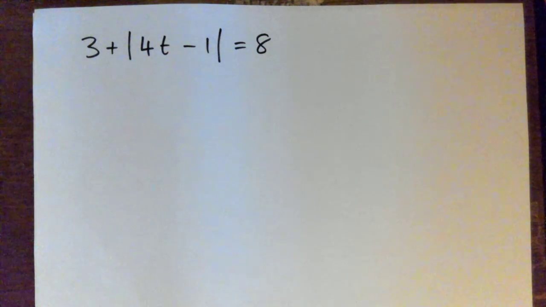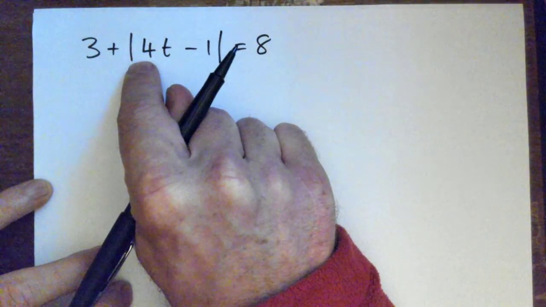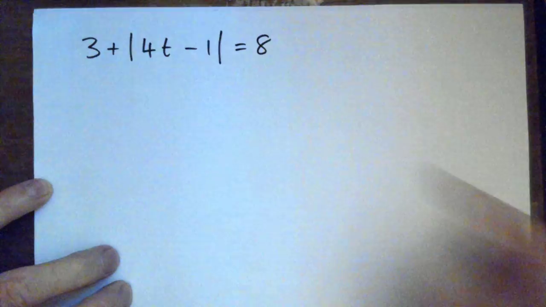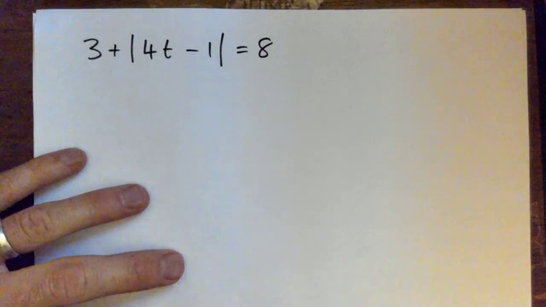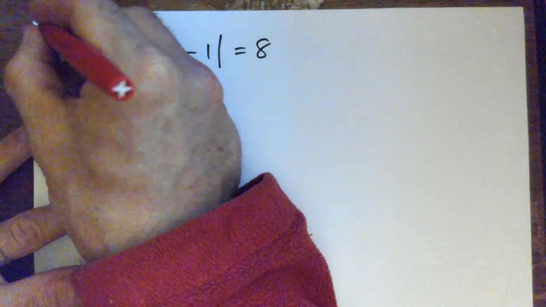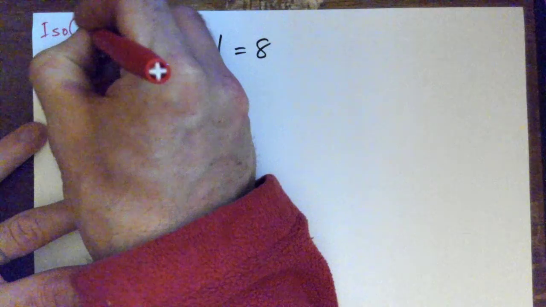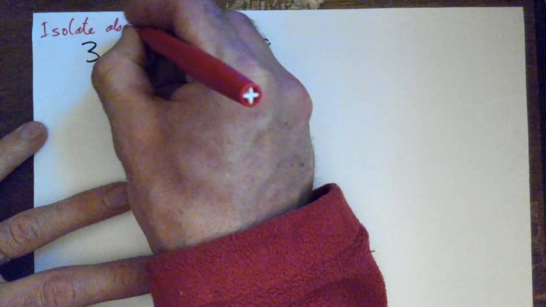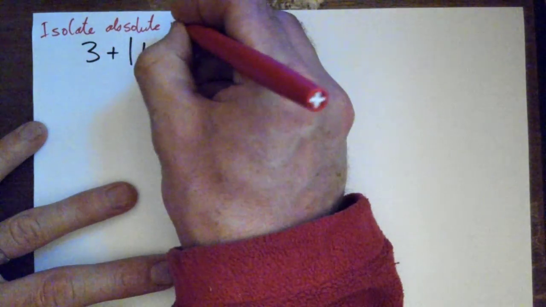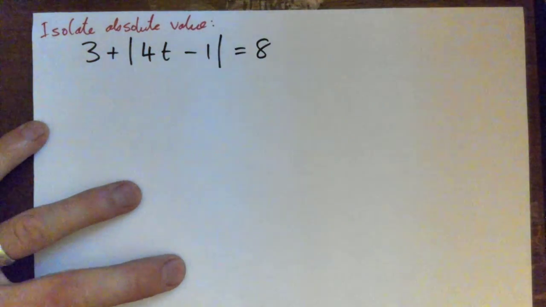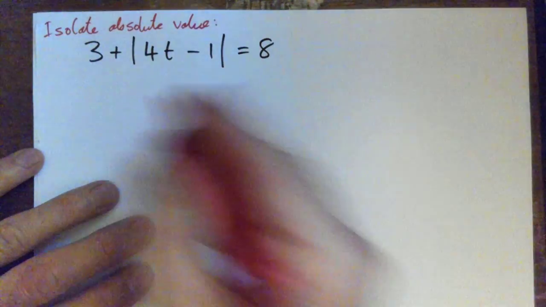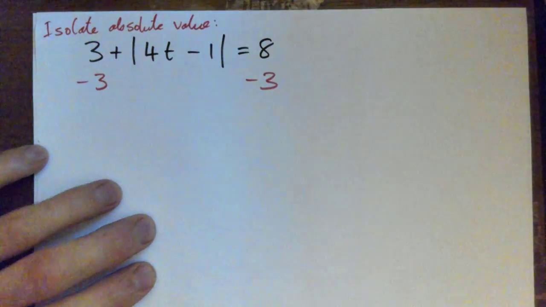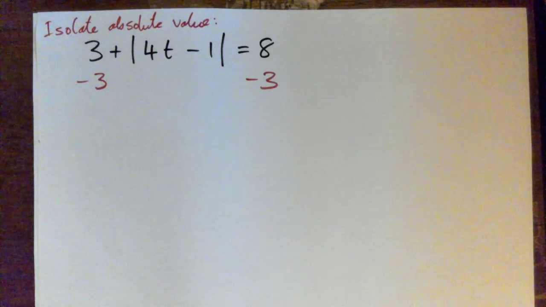All right, so we got 3 plus absolute value of 4t minus 1 is equal to 8, right? So the first thing we're going to do is isolate, or get on its own, the absolute value. Look, subtract the 3 from both sides. Look how easy it is. Just do that, everybody. Subtract 3 from both sides. Look how easy it becomes. Look how much work we've done just by doing that.